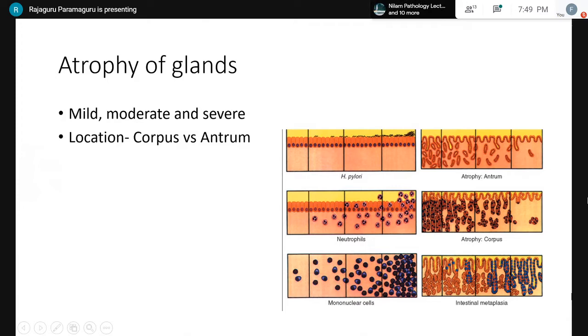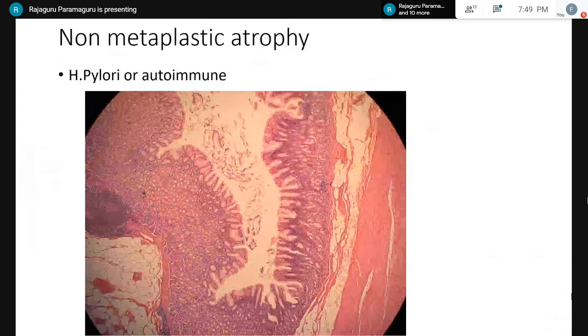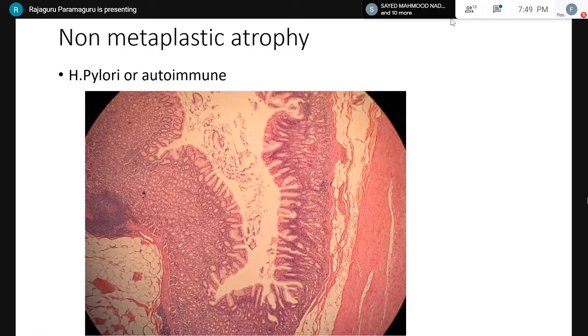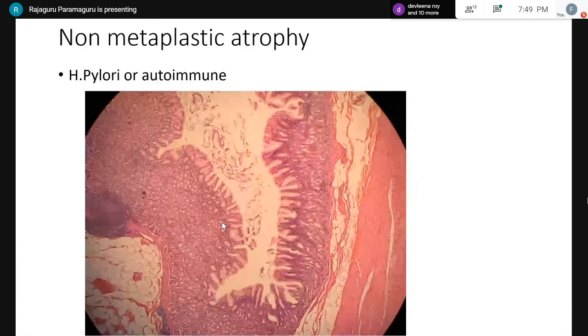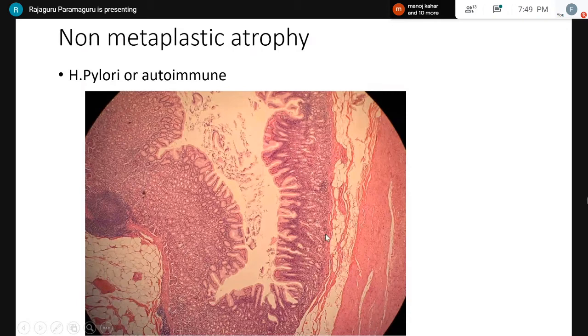So this is an example of non-metaplastic atrophy. You have two types of atrophy. One is non-metaplastic and the other one is metaplastic. This is an image from the body mucosa where you can see, as I showed in the previous image for the histology, you have a good thickness of the glands here, which is composed of oxyntic cells and the foveal epithelium. And here it is atrophied. The thickness has reduced significantly and you see a lot of inflammation. As you see, it can be patchy also.